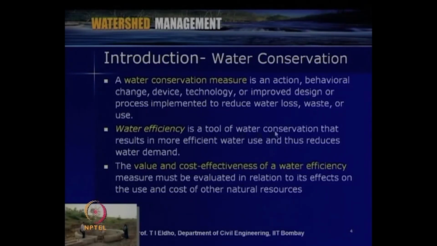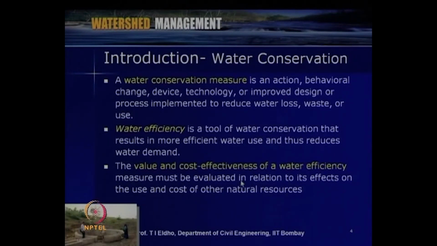So, the water efficiency is a tool of water conservation that results in more efficient water use and thus reduces the water demand. So, as I mentioned, when the water usage efficiency increases, like when we are going from flooding type irrigation to drip irrigation, then we can see that a large amount of water can be reduced as far as irrigation is concerned, and that way we can reduce the demand of water. So, that way we will be increasing the water efficiency. That is what we are looking for in terms of water conservation.